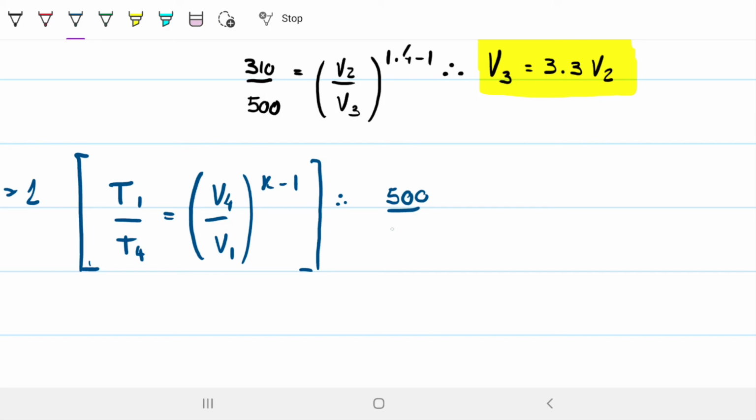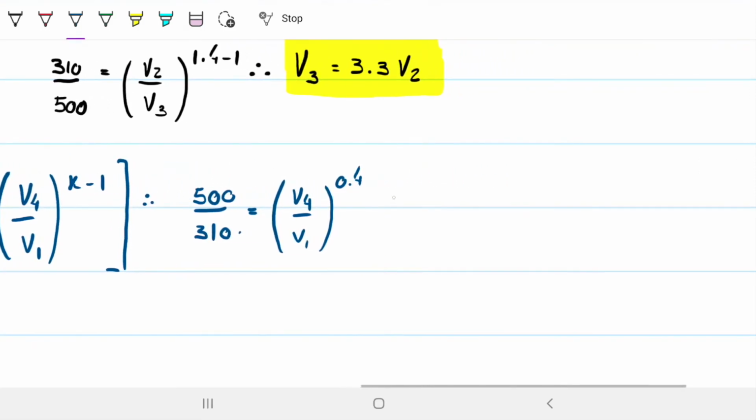My T4 is 310, and I'm looking for a relationship between precisely my V1 and my V4, and this again is the 0.4, right? The 1.4 minus 1. And again, remember there's a lot of symmetry going on. I get that my V4 is 3.3 times my V1.